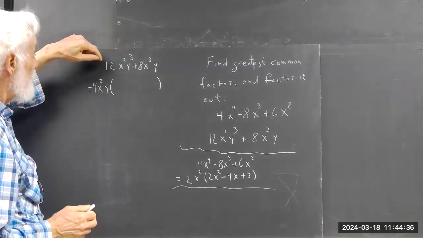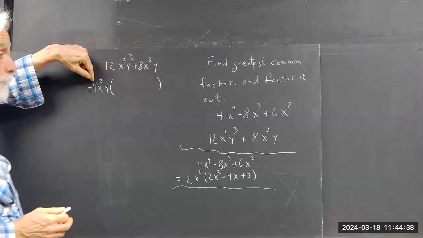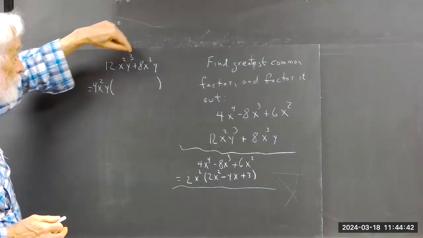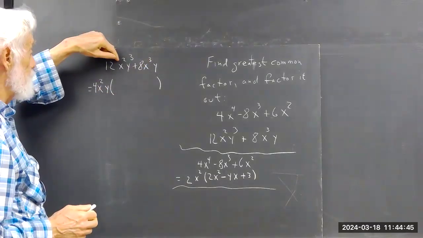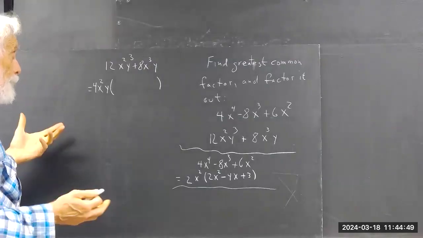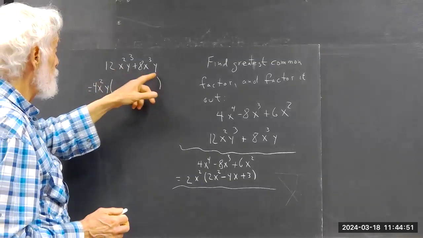It's the biggest number that goes into 12 and 8, which is 4. It's the highest power of x that goes into both this and this, which is just the second power, the least of the powers that we see here. And the highest power of y, which is just the first power.